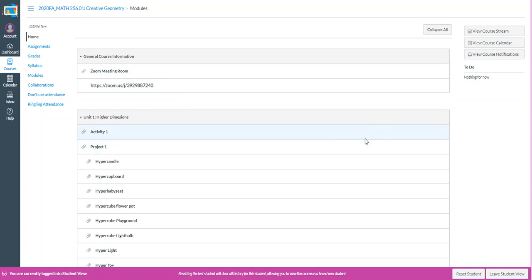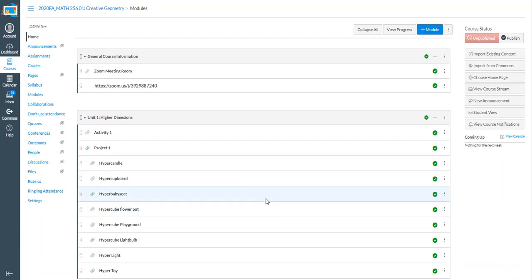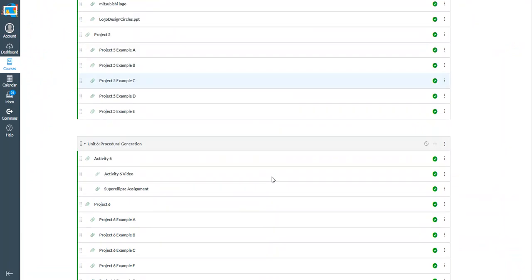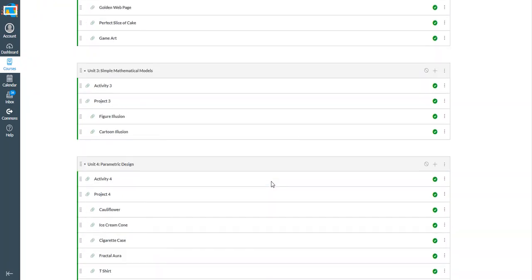I want to go into more detail about how the course is set up. I'm going to leave the student view, because again, I have some other things on mine. You'll see it's more extensive than all the units.